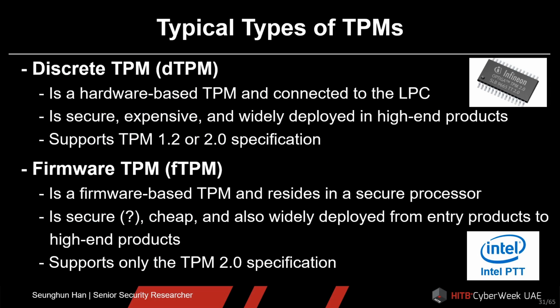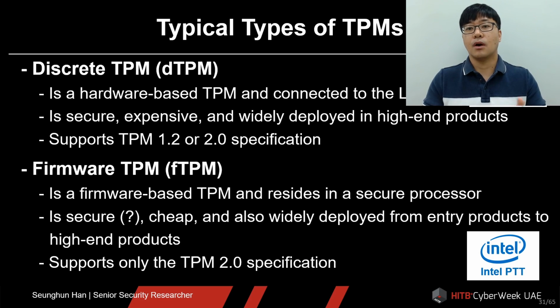Let's go back to the TPM. There are two typical types of TPMs. One is a discrete TPM, and the other is a firmware TPM. Discrete TPM, or dTPM, is a hardware-based TPM connected to the LPC bus. It is secure, expensive, and widely deployed in high-end products, and it also supports the TPM 1.2 and TPM 2.0 specifications.